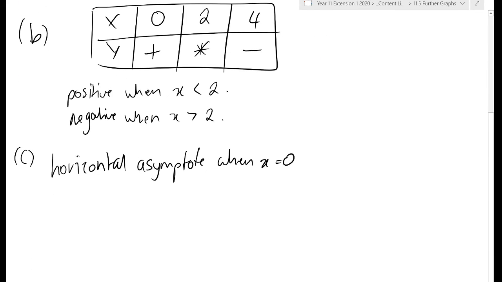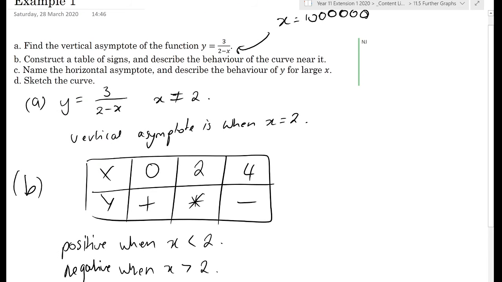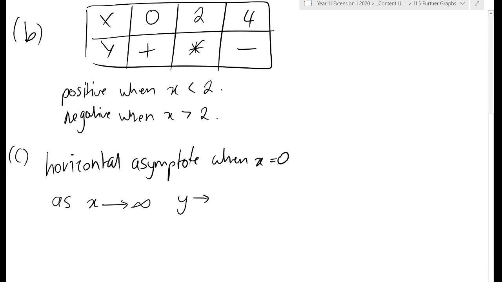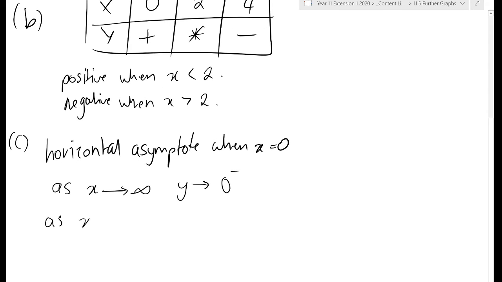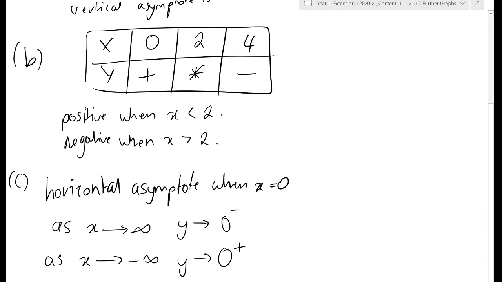So basically, as x approaches infinity, y goes to, well, we put a very big number in there, and it's 3 divided by a really massive negative number, so it's actually going to be a very small negative number. And as x approaches negative infinity, y is going to approach 0 from the positive end, okay? Because it's the same thing, but it's going to be a really big positive number.